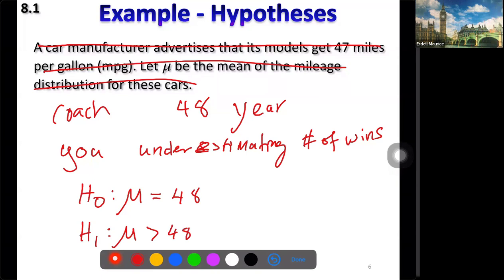Questions there? Remember, your alternate hypothesis always is either greater than, less than, or not equal to. Questions there? That better? Ah, good, good, good.